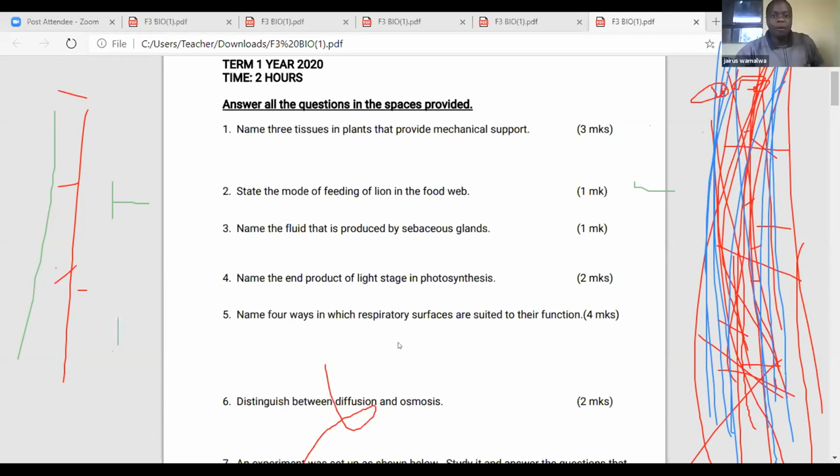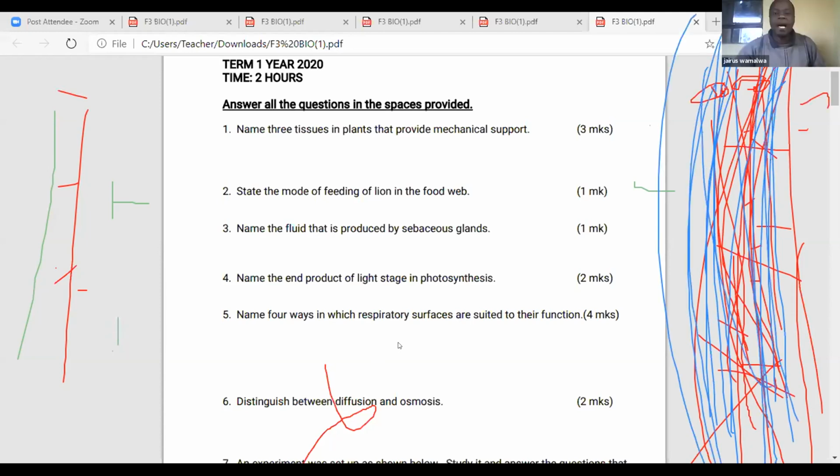Name 4 ways in which respiratory surfaces are suited to their function. These are characteristics in introduction to respiration in form 2. Before you look at how gaseous exchange is able to take place, we look at characteristics of a good respiratory surface to facilitate gaseous exchange, intake of maybe carbon dioxide or intake of oxygen. I say carbon dioxide, hoping that you know sometimes during the day, plants can take in carbon dioxide. So what are some of the characteristics? One person can give us 2 of them.